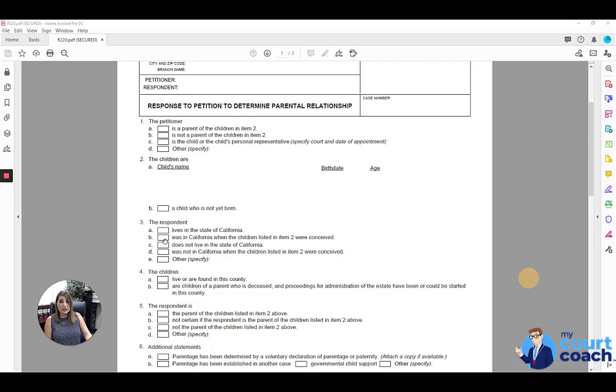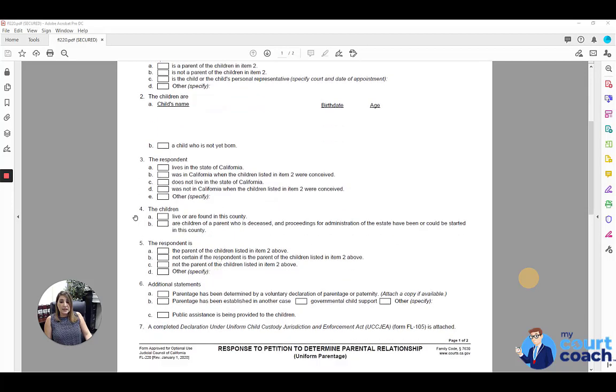If there's anything else, any other information you want the court to know in its determination whether it has the ability to make decisions that impact you in this case, you would identify those in 3E, other. Next, we want to respond to the statement about the children and where they live that was raised in the petition. So if the children do live or are found in the county in which this case is being filed, you would mark box 4A.